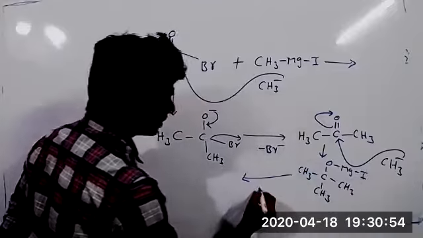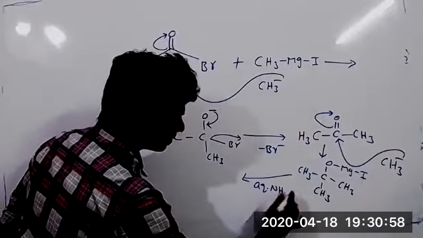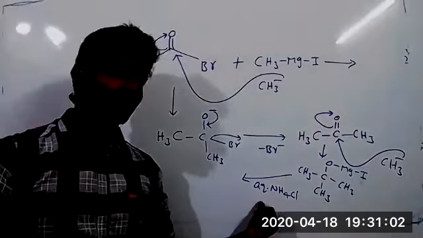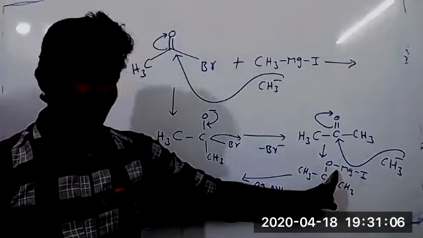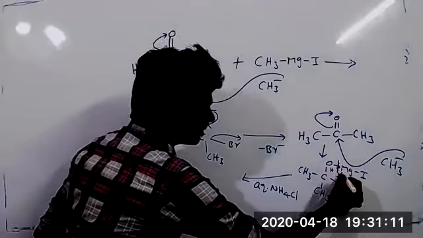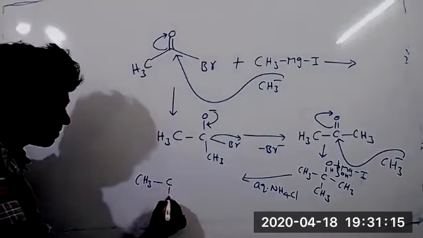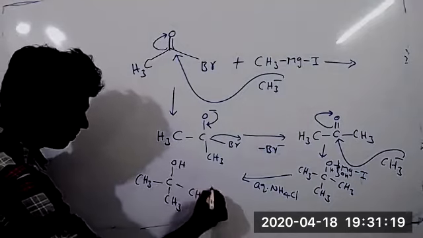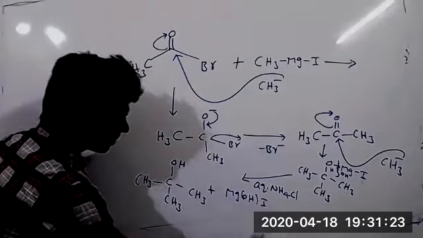Now it reacts with aqueous ammonium chloride. Here we are using aqueous, so water is there as a solvent, and hydrolysis takes place. Here H comes, and on this side OH goes. Our product is CH3, CH3, CH3 on carbon with OH, and the byproduct is MgOH I.